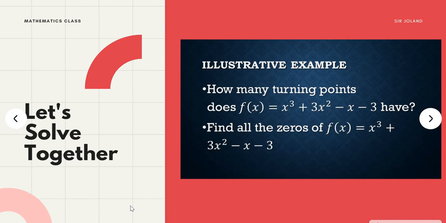So, let's solve together. So, tingnan natin kung ma-apply natin yung mga natutunan natin kanina. Let's have our first example. Example number 1. How many turning points does f of x is equal to x cubed plus 3x squared minus x minus 3 have? And find all the zeros of the function f of x is equal to x cubed plus 3x squared minus x minus 3. So, ito yung ating problem sa example na to.